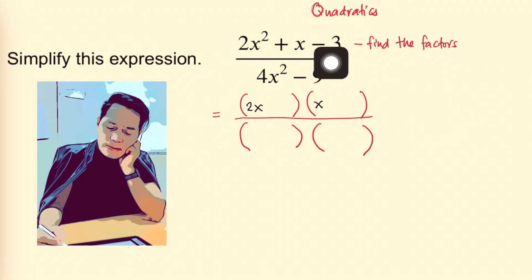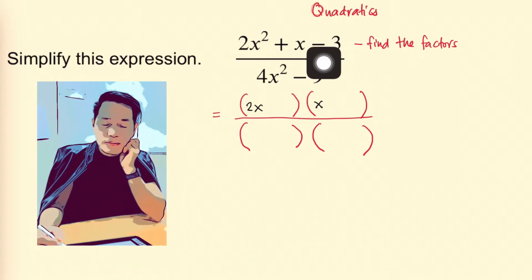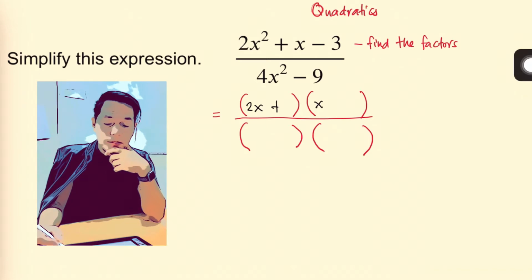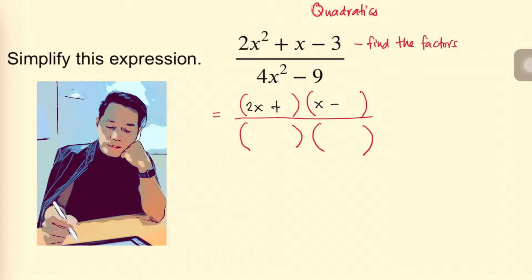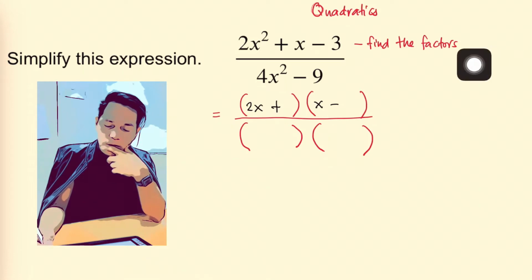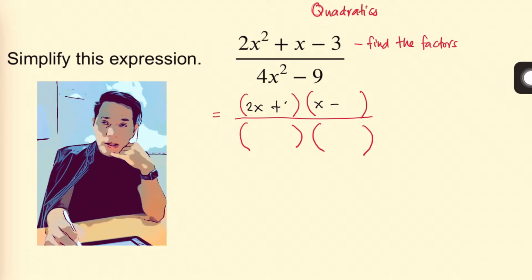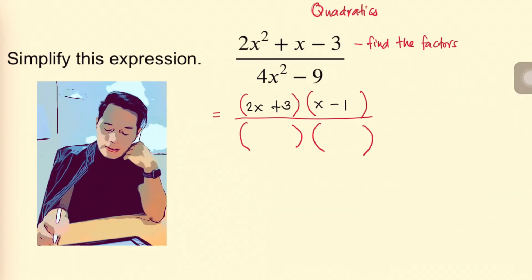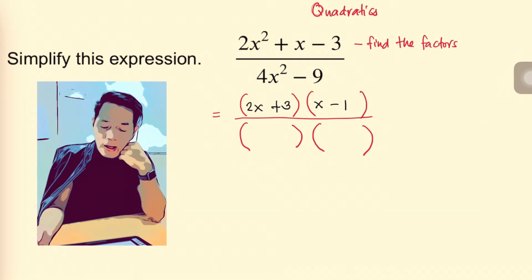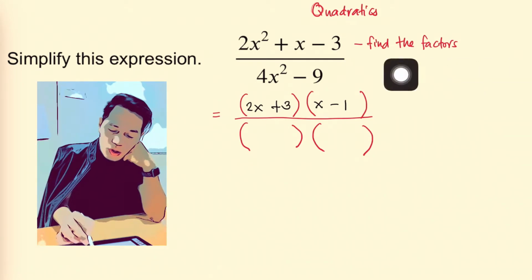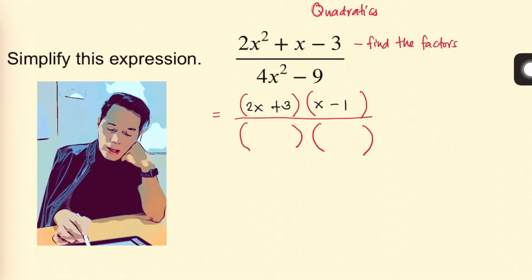Our next target is the last term, which is 3. The possible factors of 3 are just 3 and 1. But the thing is, this is negative, so the factors for negative is plus and minus. So we put here plus and minus. Now we have to be very careful in finding where we are going to put 3 and 1. Let's see, if I put 3 here and 1 here, then you check the middle term, x. This is our target, how to get here the value of x.